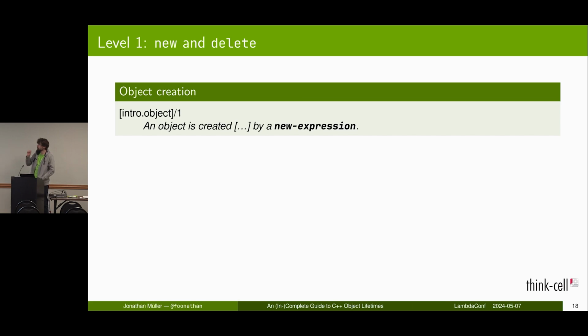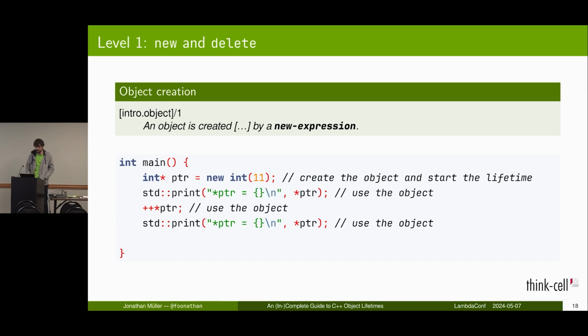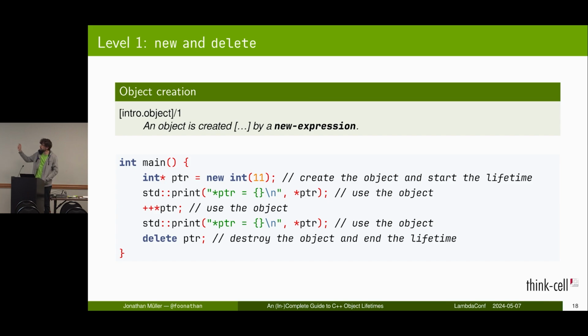An object can also be created by a new expression. So here, we're writing new int. This creates an object, allocates storage for it, and starts the lifetime. We can then use the object as before, and then we need to delete the object, otherwise we're having a memory leak. And now we're actually having two objects here. One is the int allocated on the heap, and then we've got a pointer to an int. This is an object that lives on the stack with automatic storage duration.